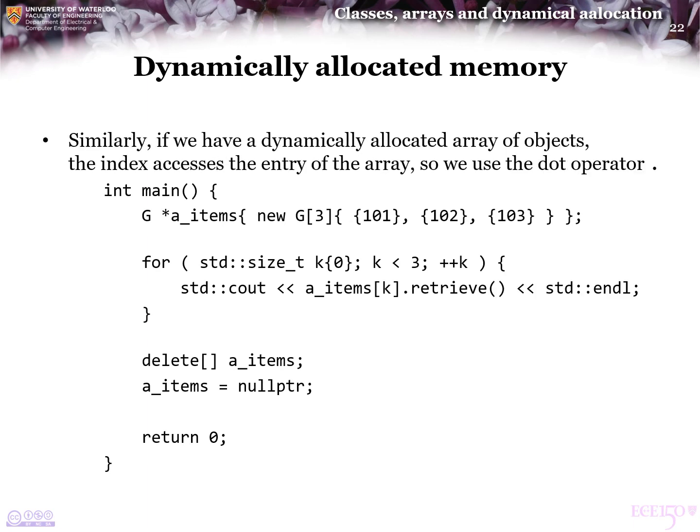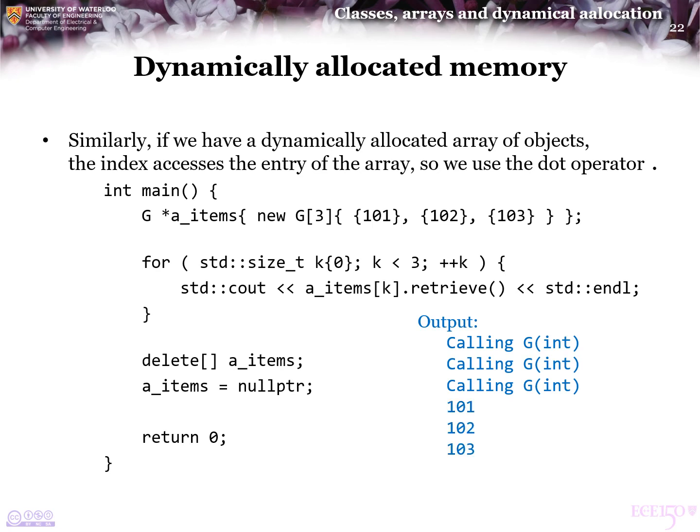Similarly, if we have a dynamically allocated array of objects, then the index accesses the entry of the array, so on that we have to use the dot operator. So once again, when we call new, this calls the constructor 3 times, once for each entry of the array. Then, if we want to retrieve the item, we access the kth entry of the array, and on that object we call retrieve. So that will retrieve the values 101 through 103.